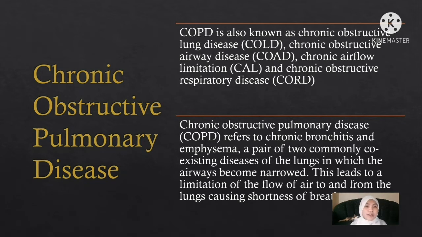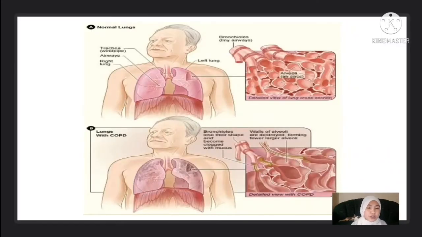So let's take a look at this picture. This picture shows us the normal lungs and the lungs with COPD. In the first picture, we can see that the bronchioles and the alveoli are in good condition, while in the lungs with COPD, we can observe that the bronchioles lose their shape and become clogged with mucus. The mucus there is the yellow part. At the same time, the walls of the alveoli are damaged, and they form large alveoli, which is not good.